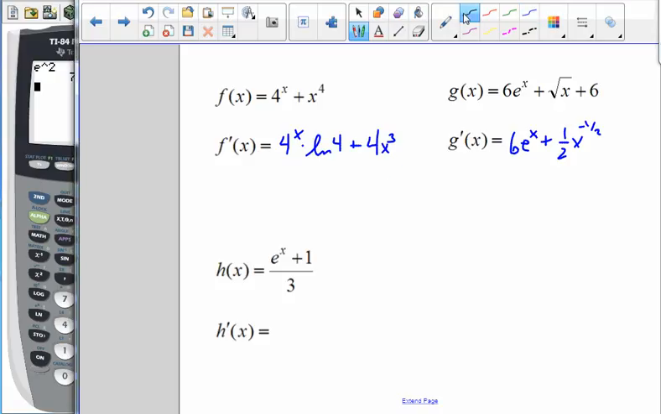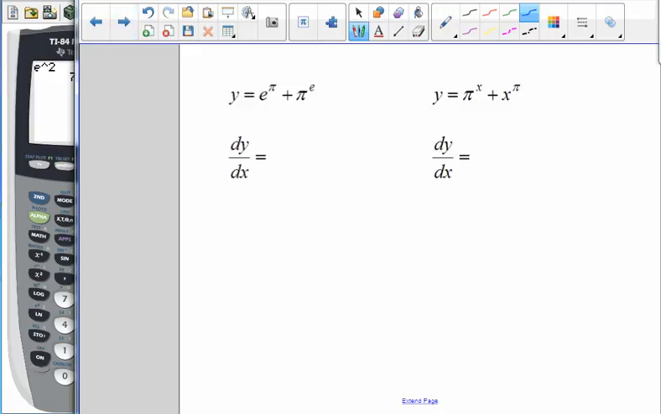Now, in this last one down here, we want to probably do a rewrite first. So we can distribute this division by 3, and we can even rewrite it like this, 1/3 e to the x plus 1/3. And once we rewrite it, then the derivative is pretty simple. The derivative of 1/3 e to the x is just 1/3 e to the x. And the derivative of this, which is a constant, is simply 0.